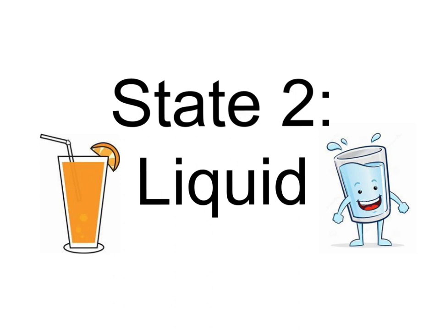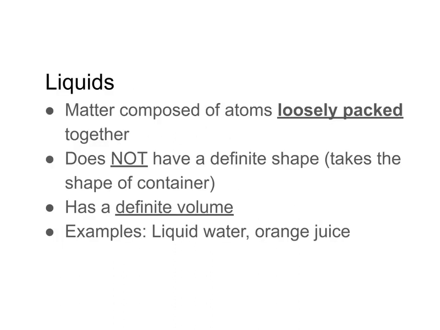Our second state of matter is liquid. The atoms in liquids are loosely packed together. This means that liquids do not have a definite shape. Instead, they take the shape of a container. However, they do have a definite volume. So what do I mean by this?